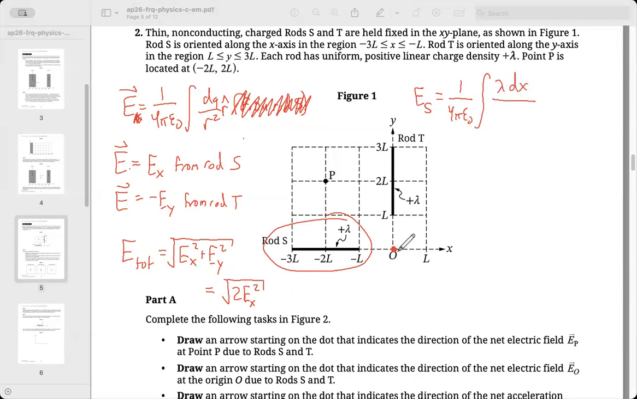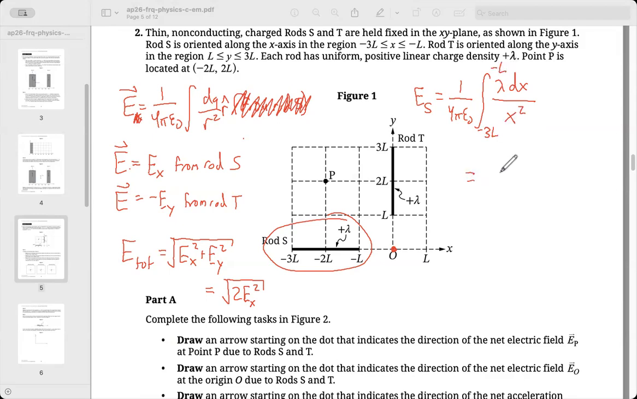And then r is the distance from the origin to any little segment of the rod that you're going to integrate over. Our rod itself is starting at 0. So the distance between the origin and any part of rod S is just whatever position of that segment you care about, given by x. So we would integrate that from negative 3L to negative L.